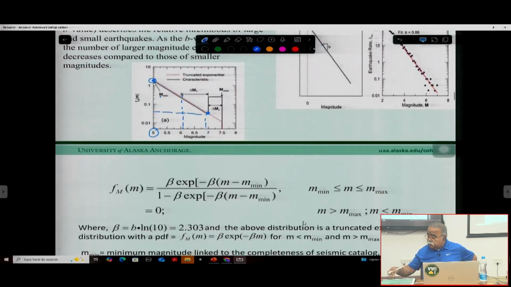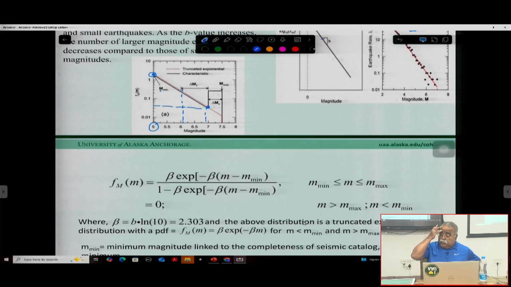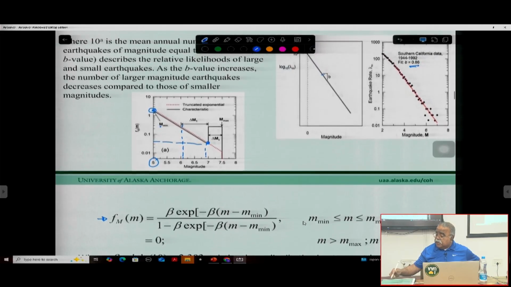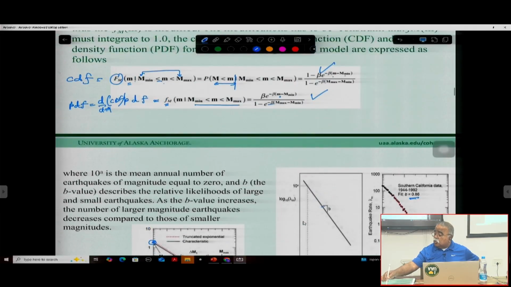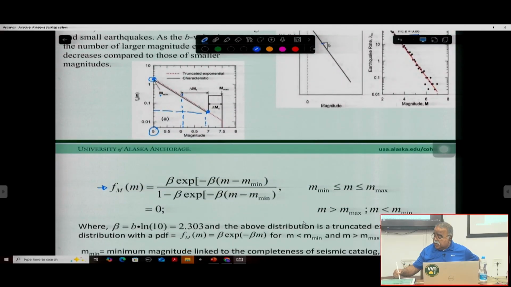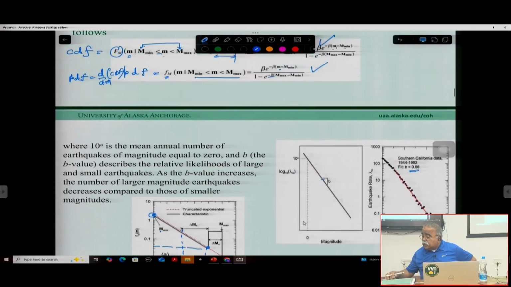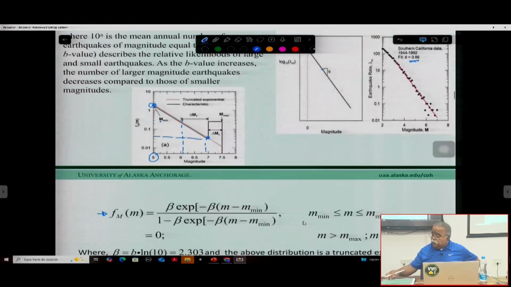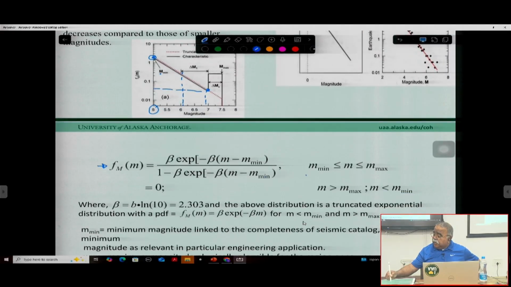So we will write this one: FM will be equal to beta exponential into beta into m minus m min, divided by 1 minus exponential of minus beta into m max minus m min, and that we can calculate here. So we can calculate for m min to m max. This will be the relation between the minimum magnitude and the maximum magnitude.